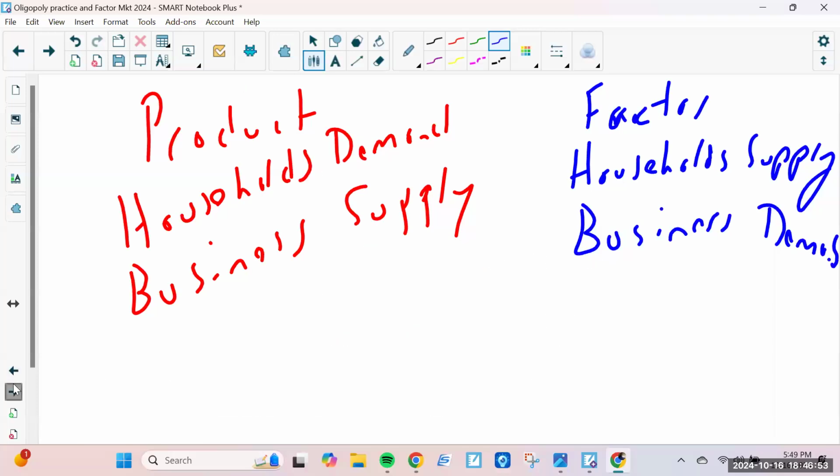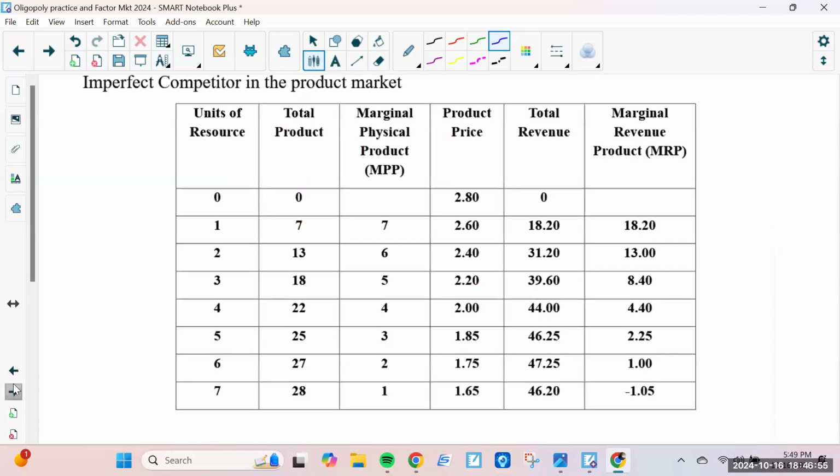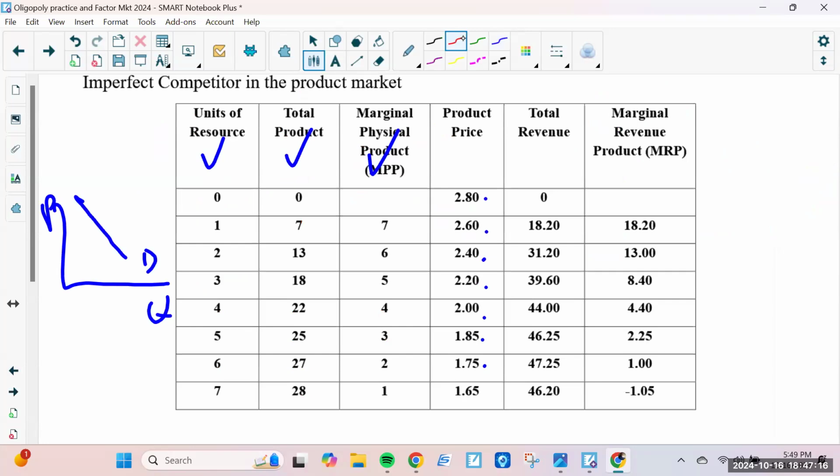Okay. Take a look at this. This column is the same as we just saw. This column is the same as we just saw. This column is the same as we just saw, but notice what's happening here. Notice that the price is decreasing. This is an imperfect competitor that has a downward sloping demand in the product market. Their demand curve is downward sloping. In order to sell another unit, what do they have to do? They have to lower their price. So this would be an imperfect competitor. This is your monopolistic competitor, your monopoly, and your oligopoly, not perfect competition.